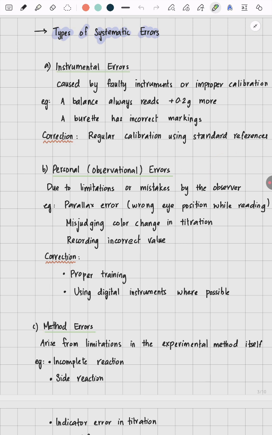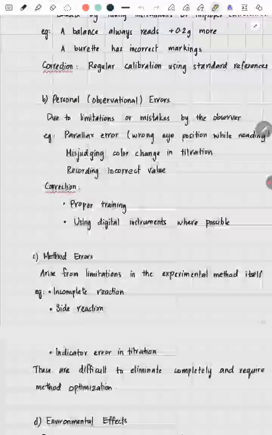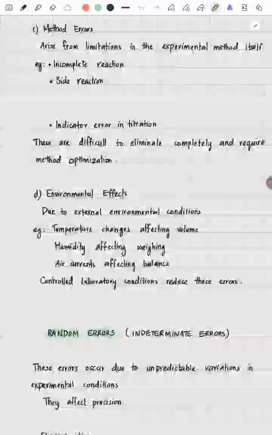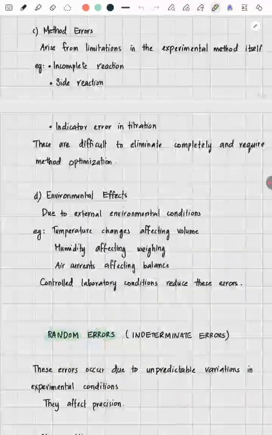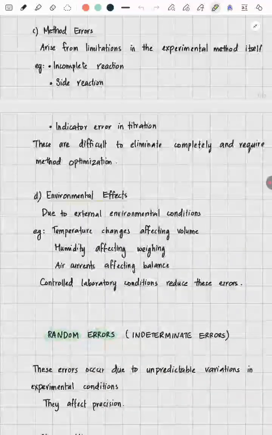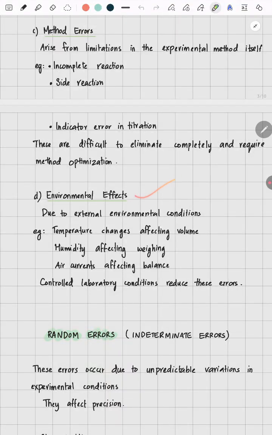Then we have method errors, which arise due to limitations in the experimental method itself. For instance, if a reaction does not go to completion or if there are side reactions, the result will consistently deviate from the true value. Environmental errors are also important, where external factors like temperature, humidity, or air currents affect the measurement. The important point about systematic errors is that they can usually be identified and corrected once the source is known.